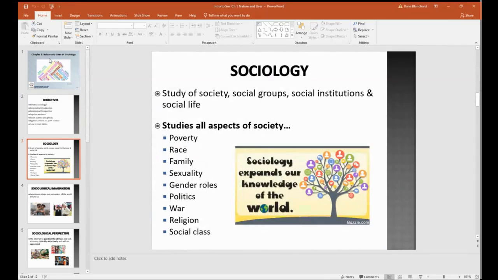Sociology is a social science. It is the study of society, social groups, social institutions, and also social life. So anything that affects our lives as human beings. Since it studies society and group interaction and various types of institutions, educational institutions, political institutions, religious institutions, anything that touches our lives as human beings, sociology studies it as a discipline. So whether we're talking about poverty or pandemics, wars, gender roles, sexuality, family dynamics, anything under the sun that touches our lives, sociology does study.